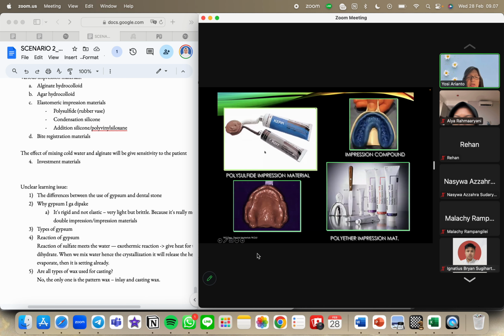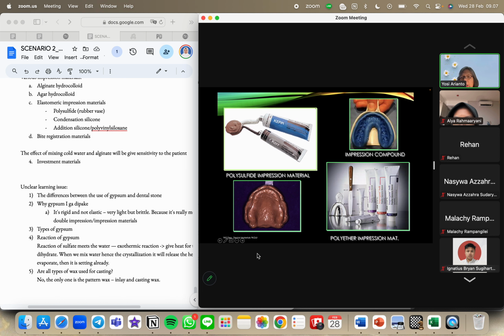This one is the polysulfide impression material. This one is also practical to use, but the patient doesn't like the odor of this impression material because of the sulfide. Yeah, the sulfide odor.